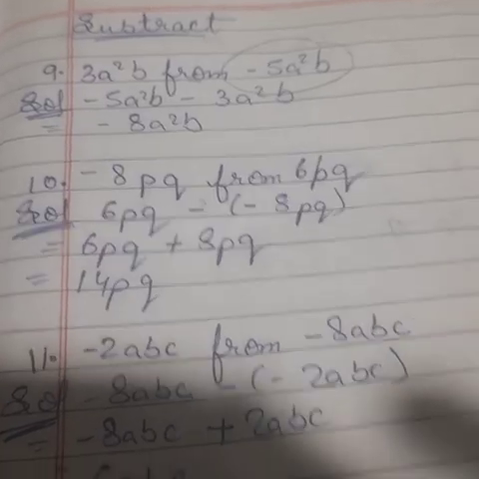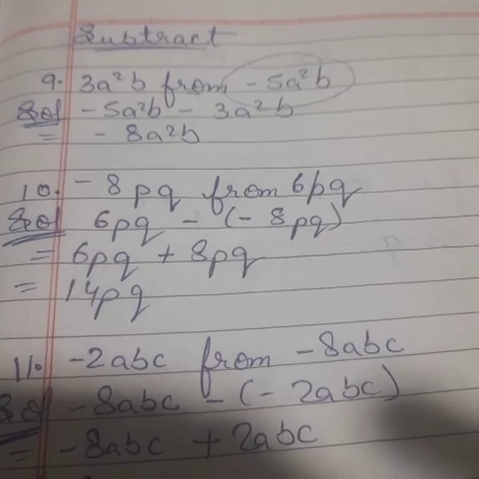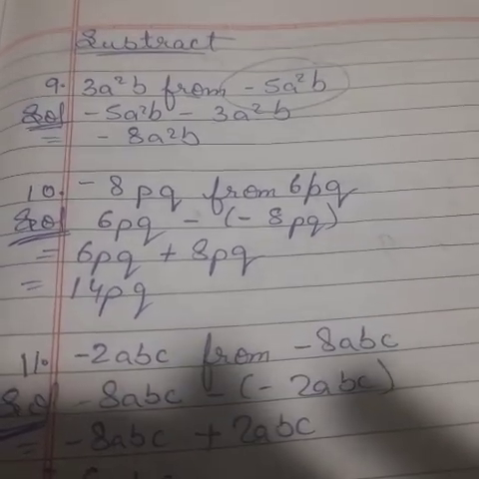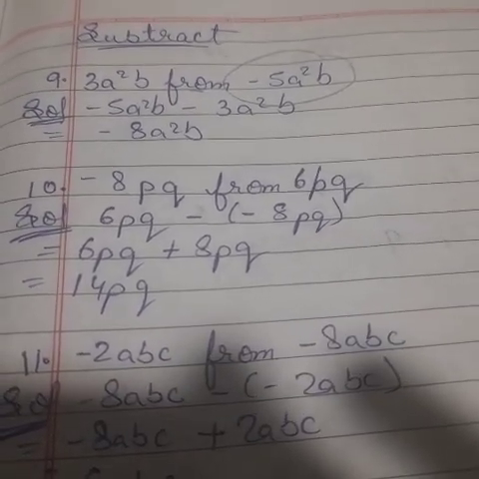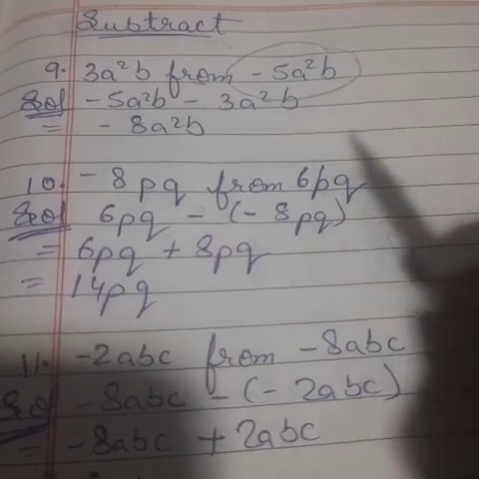Let's move on to the 9th question. This is 3a square b from minus 5a square b. Look carefully. This question is not of addition. This question is of subtraction. Okay. So what do we know?